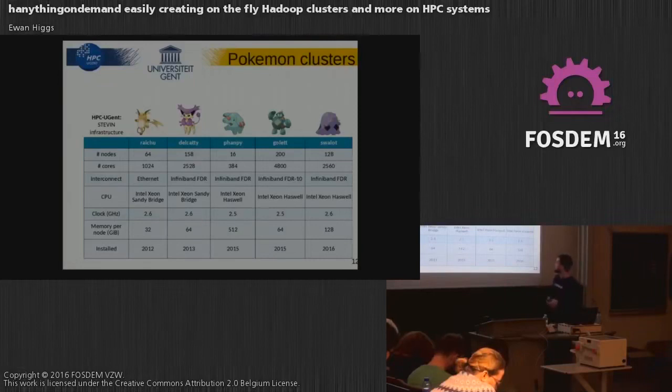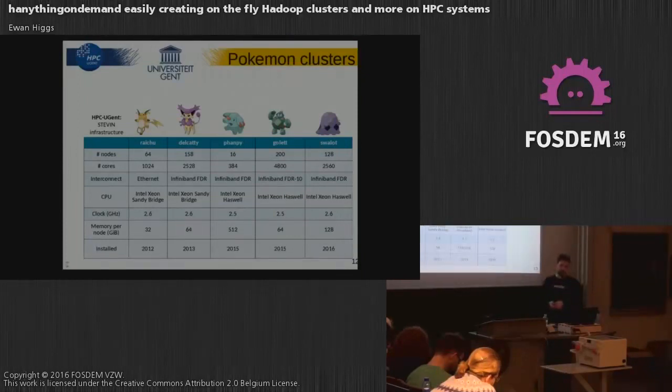Another one that we got in last year was Golett, which is 64 gig per node, which is also really useful. And this year we're going to be installing Swalot, which is 128 gig per node. Not specifically a high memory machine, but it's a lot of memory and a lot more nodes than Phanpy, which is only 16.